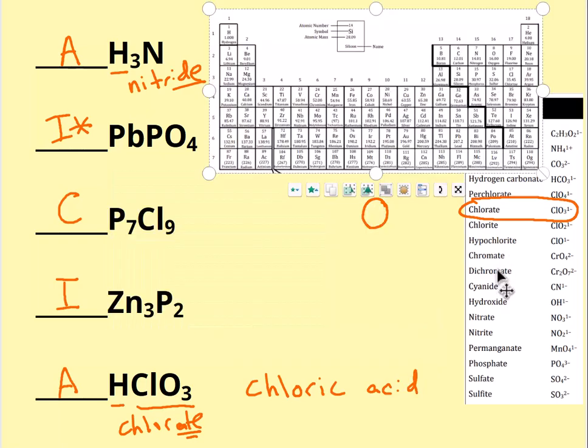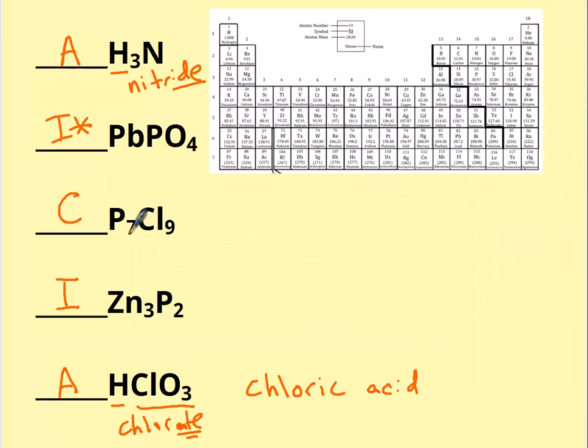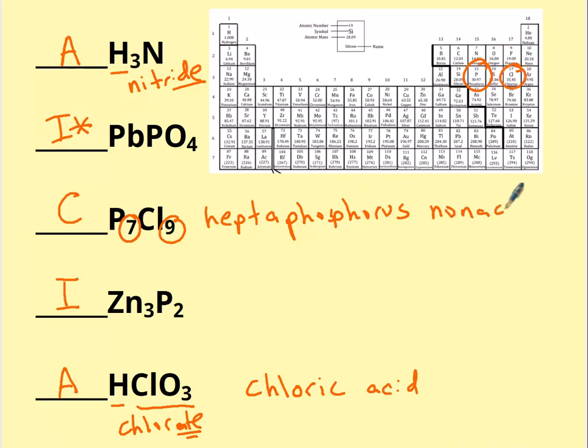So now I'm going to go and do my covalent one. And if it's covalent, I'm using prefixes. I've got 7. 7 was hepta. And then P is phosphorus. And then 9 was nona. And Cl is chlorine, but that's going to change to chloride.